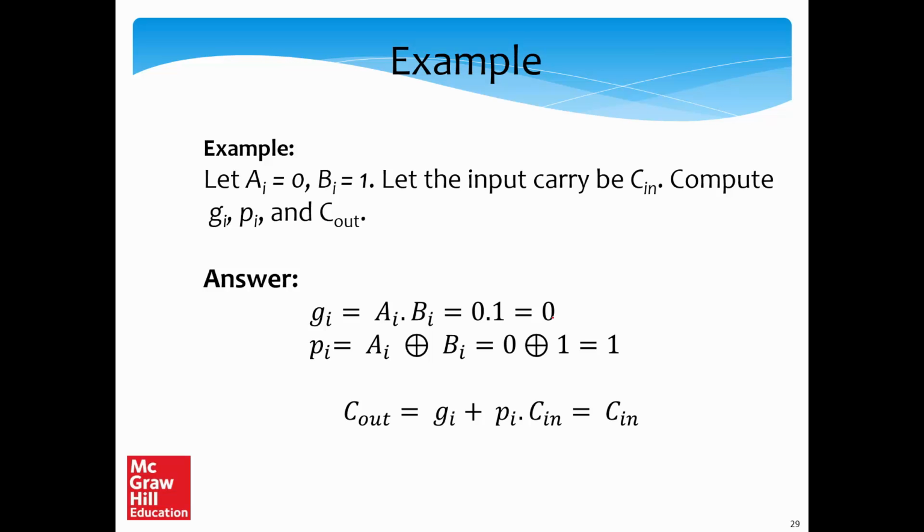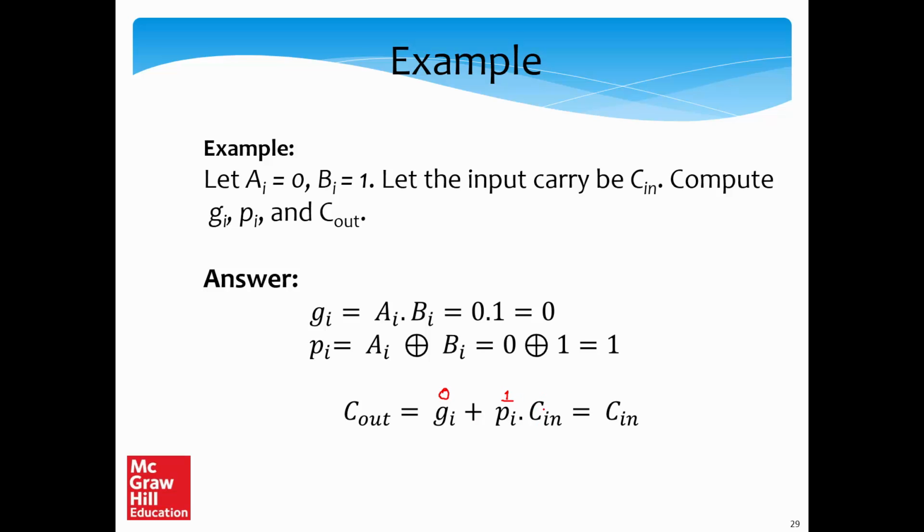So let's consider an example. Let's say Ai is 0, Bi is 1. Let the input carry be Cin. Compute Gi, Pi and Cout. Gi is Ai and Bi, which is 0 and 1, which is 0. So this is not generating. Pi is Ai XOR Bi, which is 0 XOR 1, which is 1. So it's propagating. So Cout is Gi or Pi and carry input. So this is 0. It's propagating.